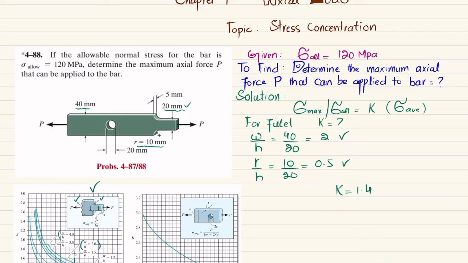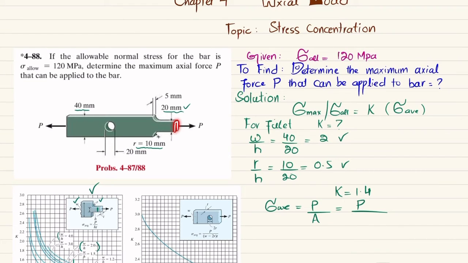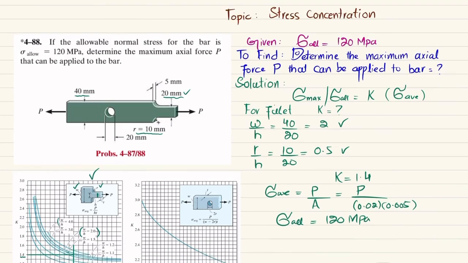Now we will find the average stress due to this load. We know that average stress is equal to P divided by A. P is not known, and for this portion you can see this will be the cross-sectional area. So height is 20 millimeter and thickness is 5 millimeter. We will convert it into meter, so area will be equal to 0.02 multiplied by 0.005. Clear? And we also have the allowable stress, which is 120 megapascal. So you have all three values.